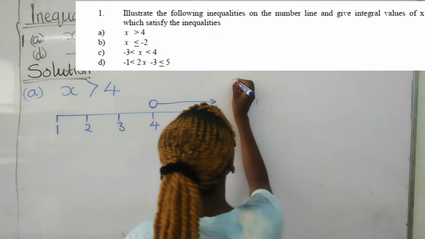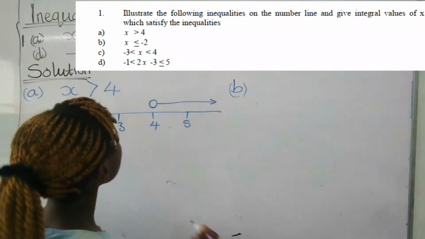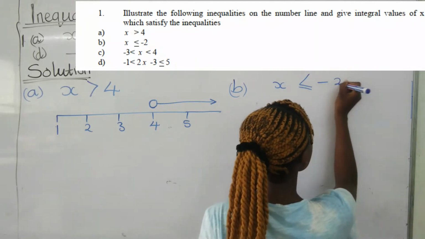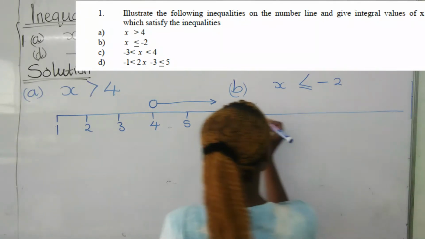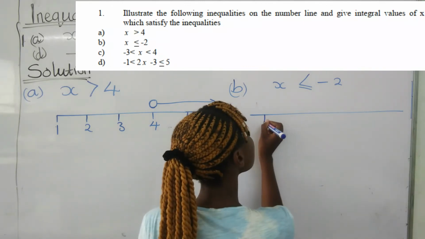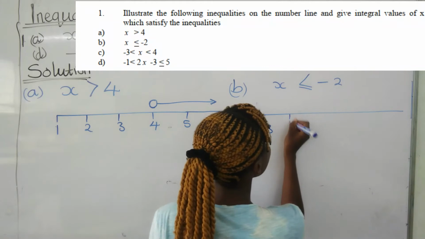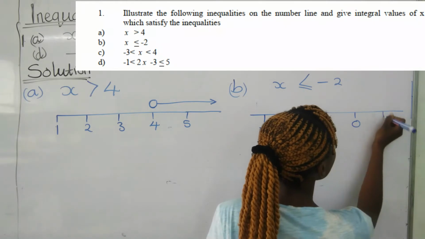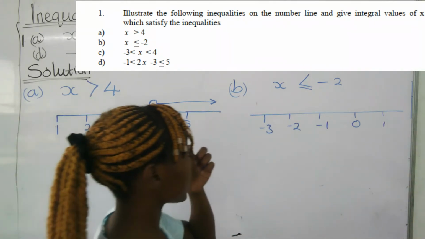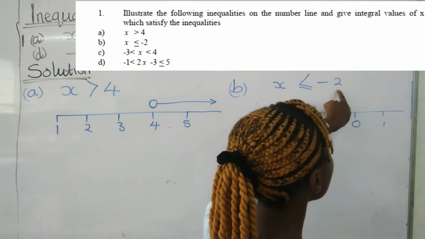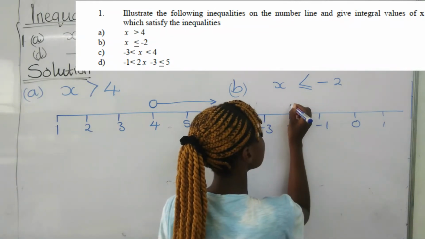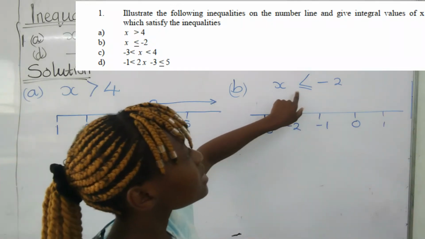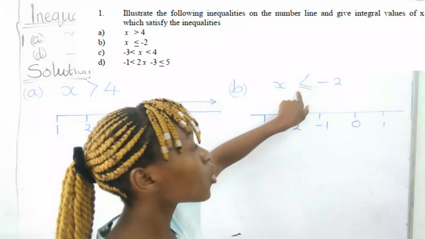Okay, for the b part, it says x is greater than or equal to minus 2. So for this one I might consider minus 3, minus 2, minus 1, 0. Okay, I can consider it like this. And we know that we are focusing on minus 2. So I'll put my circle on minus 2. Now, we also know that it is equal to.